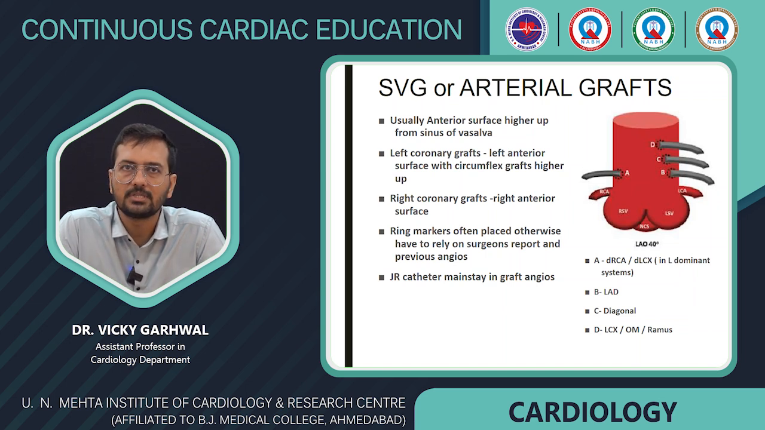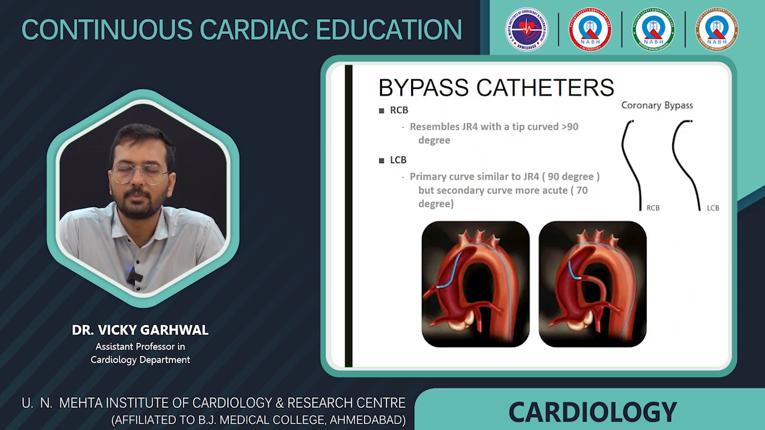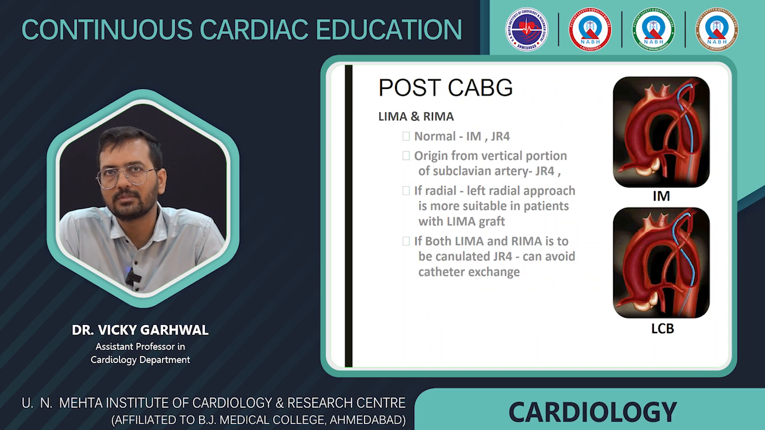JR catheters are the mainstay in graft angiography. So we have to remember the positions of the respective coronary arteries in the ascending aorta. Bypass catheters like RCB are similar to the JR4 with a tip curve of more than 90 degrees. Left coronary bypass has a similar curve to JR4, 90 degrees, but the secondary curve is more acute, 70 degrees.